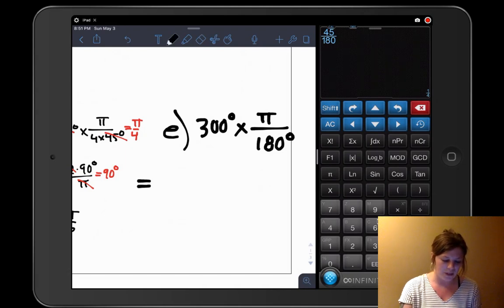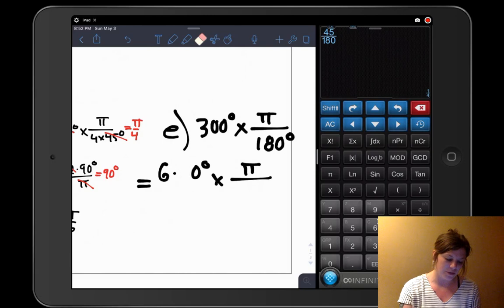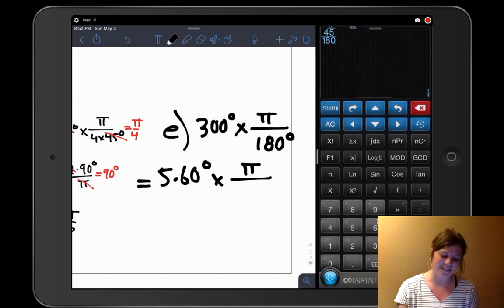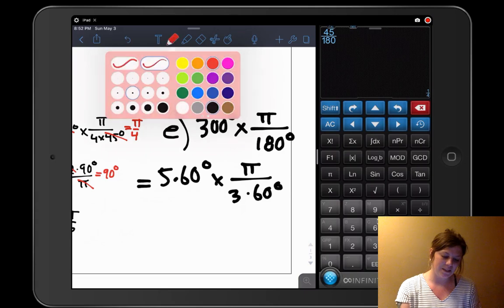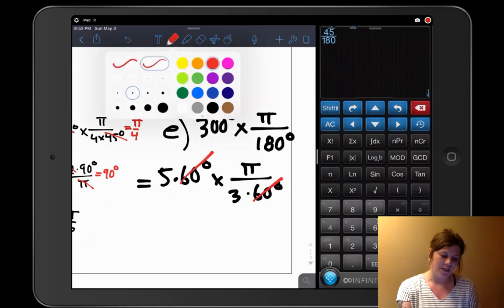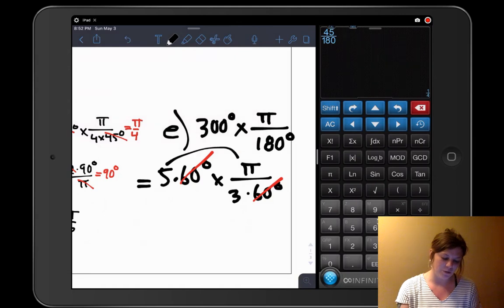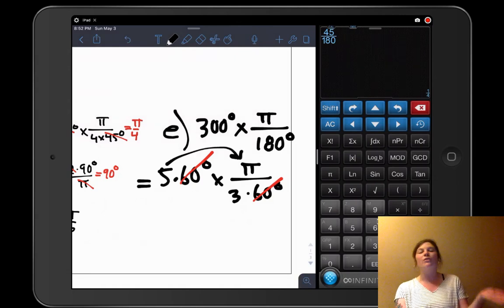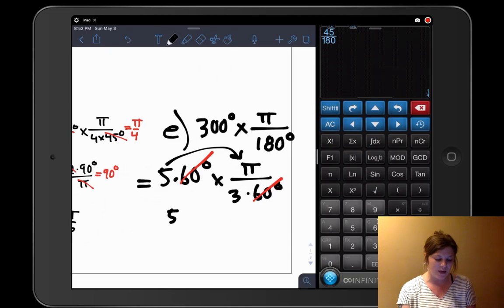So I know that 300 is 5 times 60 degrees, and this is 3 times 60 degrees. And so the 60s simplify to 1 when they're multiplied. Now this 5 gets multiplied by the top, right? Whenever you have a whole number in front of a fraction, you multiply it by the top. So it's 5 pi. And then this 3 is still hanging out on the bottom there.